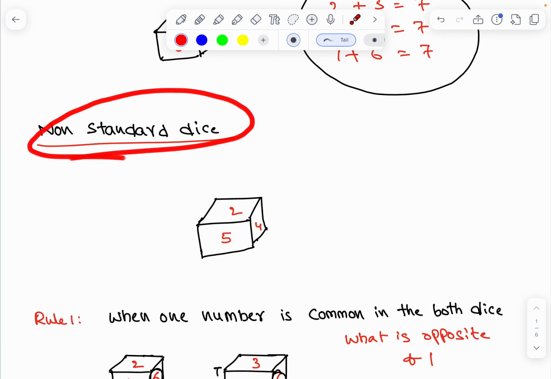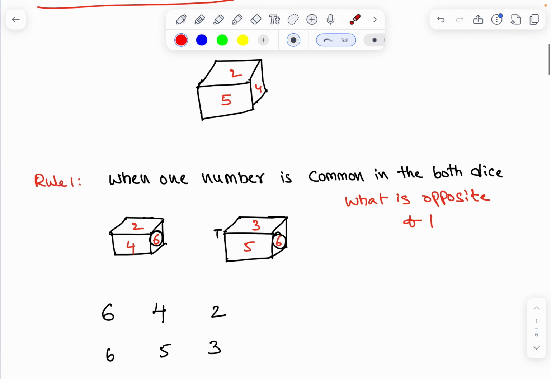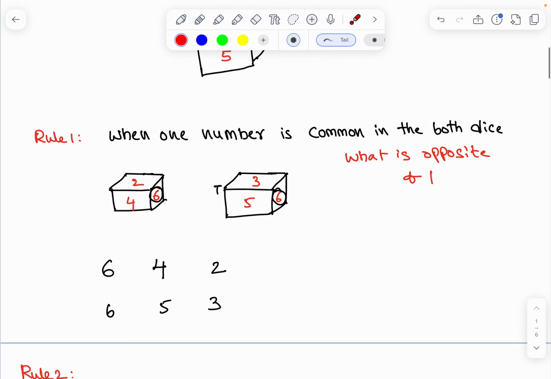Non-standard dice. If any two adjacent sides sum to 7, then it is called the non-standard dice. 2 plus 5 is equal to 7. Therefore, it is a non-standard dice. Next, here we are discussing the two rules. These two rules are very important.